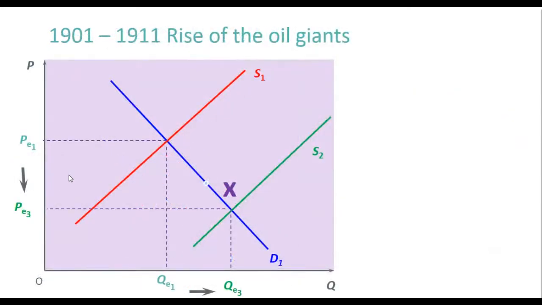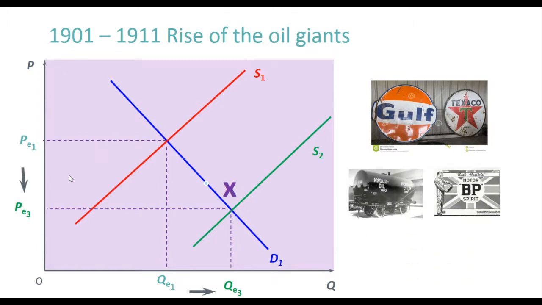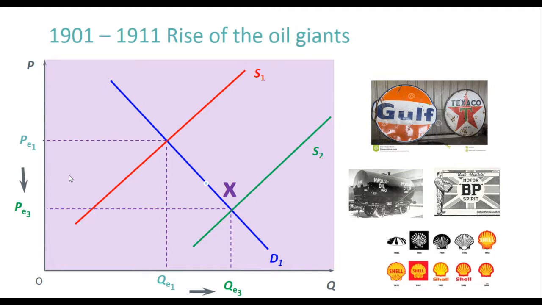At the start of the 20th century, 1901, saw the rise of the oil giants, the big American companies like Gulf and Texaco, and Anglo-Persian Oil, which later became BP, and Shell. They saw the market supply increase greatly. So our new X marks the spot here showed lower prices and higher quantities.